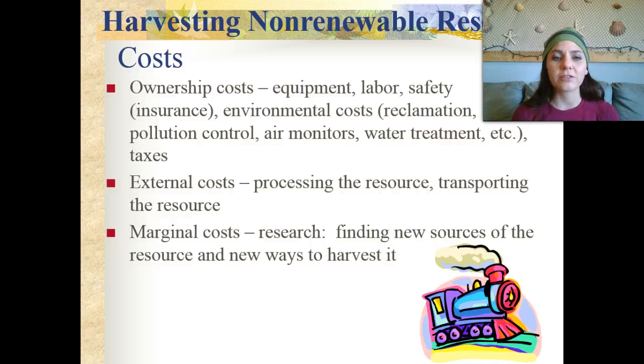So what are some of the external costs? Well, external costs include processing the resource and transporting the resource. And then we have marginal costs, which include researching the products, where we might find more of it, and what are some different ways of actually extracting it. Some research also goes into how we can extract this with less destruction to the environment.